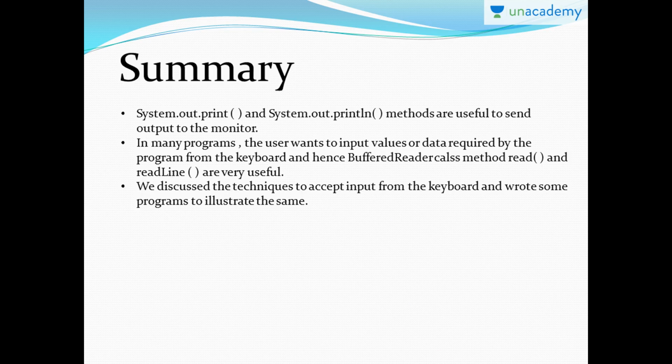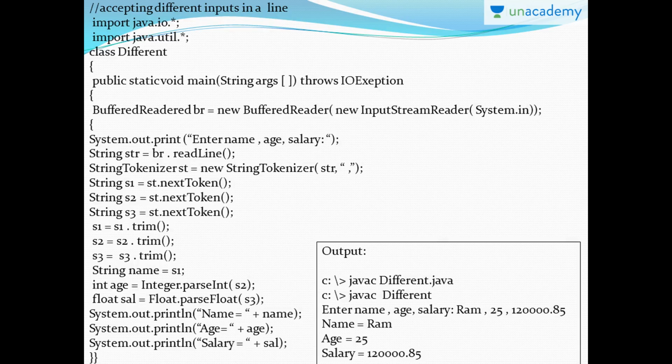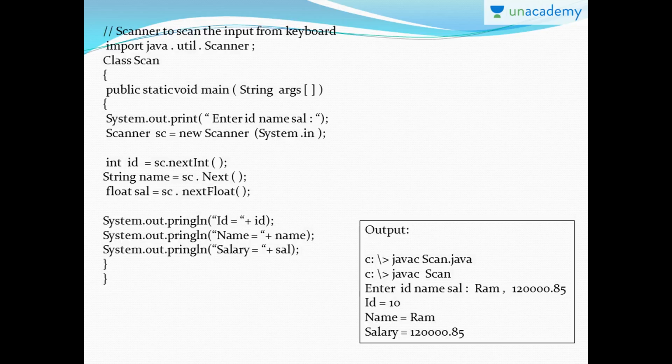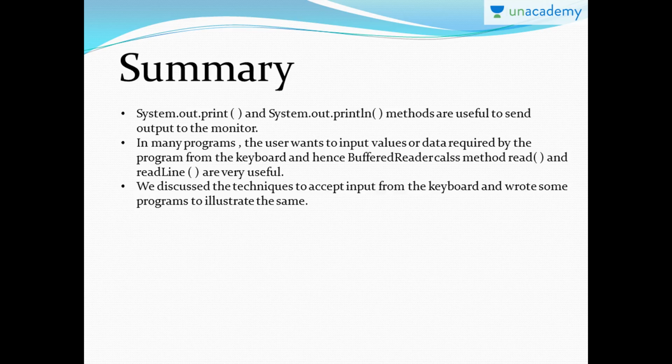Okay, coming to the summary part, this will tell us what all we have learned in the complete lesson. The System.out.print and System.out.println methods are useful to send output to the monitor. These two statements, one is for the next line and one is for the current line, whatever output you want on that particular line.